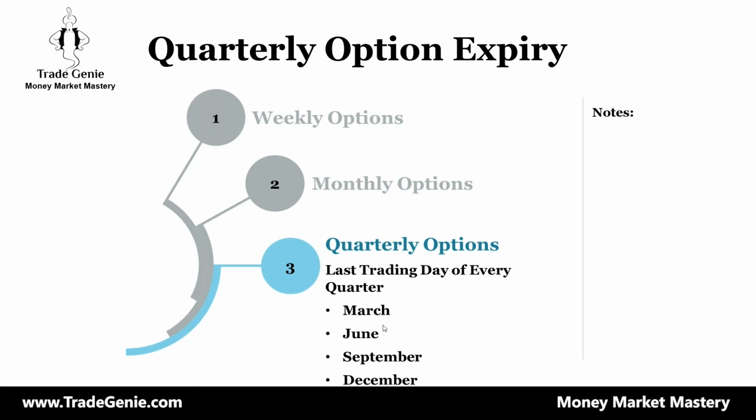Sometimes the spread is not good on these. The spread is nice on monthly options, and the spread is very tight on weekly options. So with quarterly options, look at the spread. Their spreads are wider. They expire on the last trading day of every quarter, so not the Friday, the last trading day. So this is quarterly options.